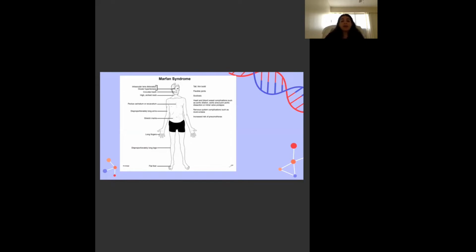The heart and blood vessels can also be abnormally large, and this is present in about 75% of the cases. Then for the nervous system, it can be weakened, such as the connective tissue around the vertebrae, and the bone can wear away in that area. And there are various complications, as I said earlier.